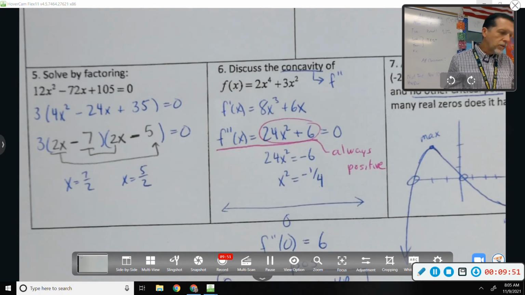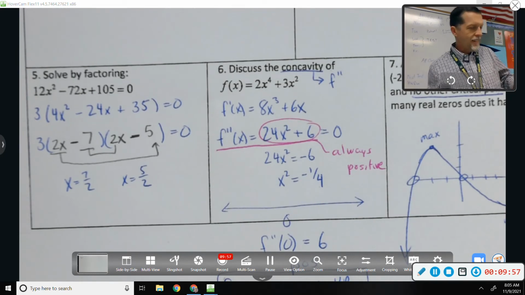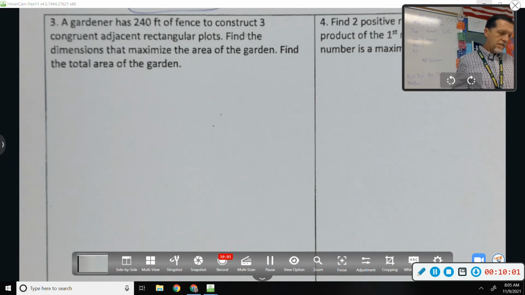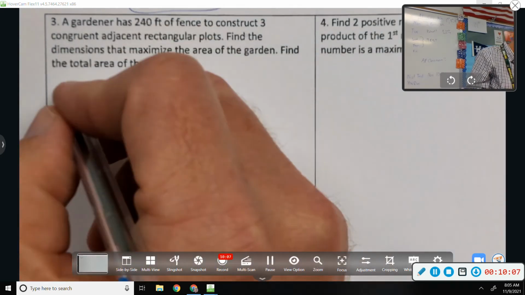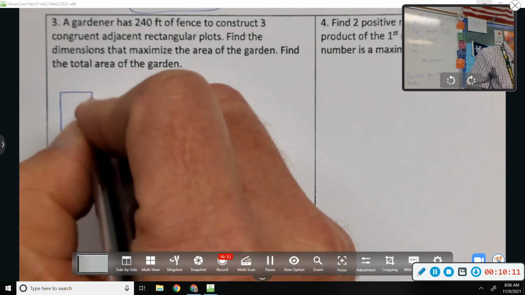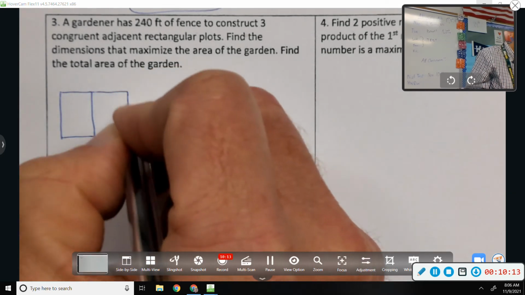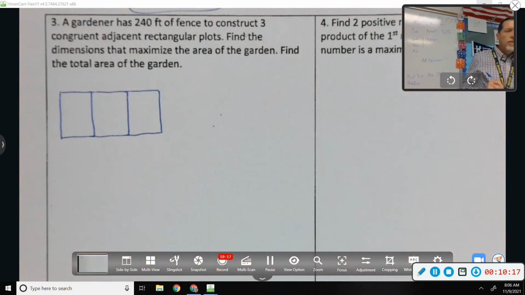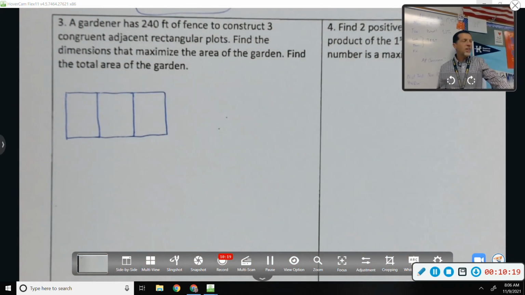Let's see, the only two left are the optimization problems. For the fencing one, I got the width is 30, which I think other people got, but then I got a length of 60. So be careful how you set up, because if you label things differently, 3 congruent adjacent rectangular plots, people could call a bunch of different things L's and W's.